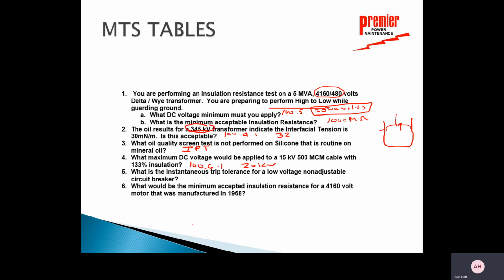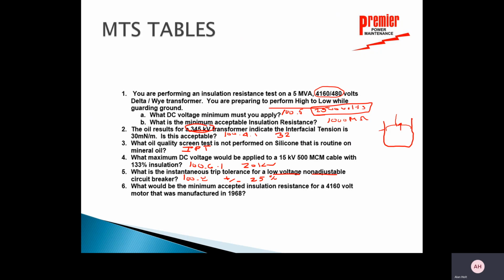Now, switching away from transformers and cables, let's look at a circuit breaker. So now I'm looking at low voltage, non-adjustable circuit breakers. What's the trip tolerance for that? Well, that's table 100.8. And that trip tolerance is plus or minus 25%. Pretty sloppy. That was just eye-opening to me that kind of range was acceptable.